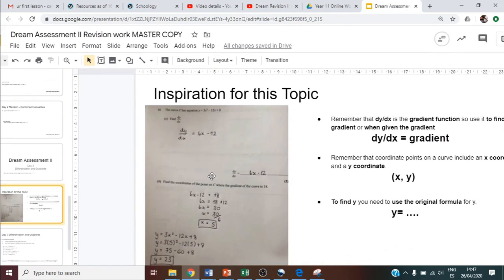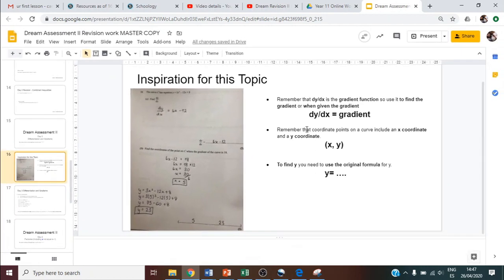And then it asks you to find the coordinate of the point on the curve C, where the gradient of the curve is 18. So you need to remember this, and that's why I've written these reminders here for you. dy dx is the gradient function. So we use it to find the gradient, or we use it when the gradient is given, because we can say dy dx is equal to the gradient. In this case, we're told that the gradient is 18, so we write dy dx is equal to 18, which is what this person did.